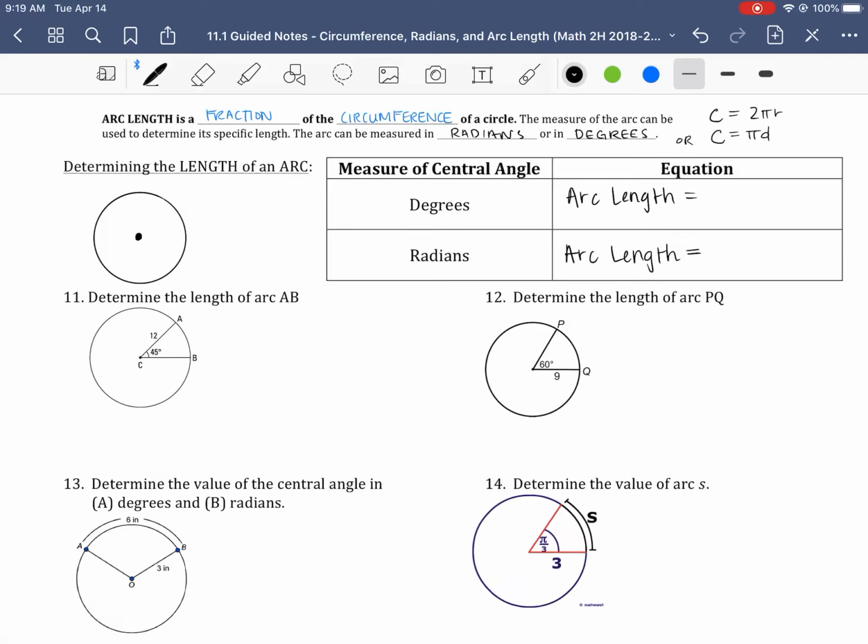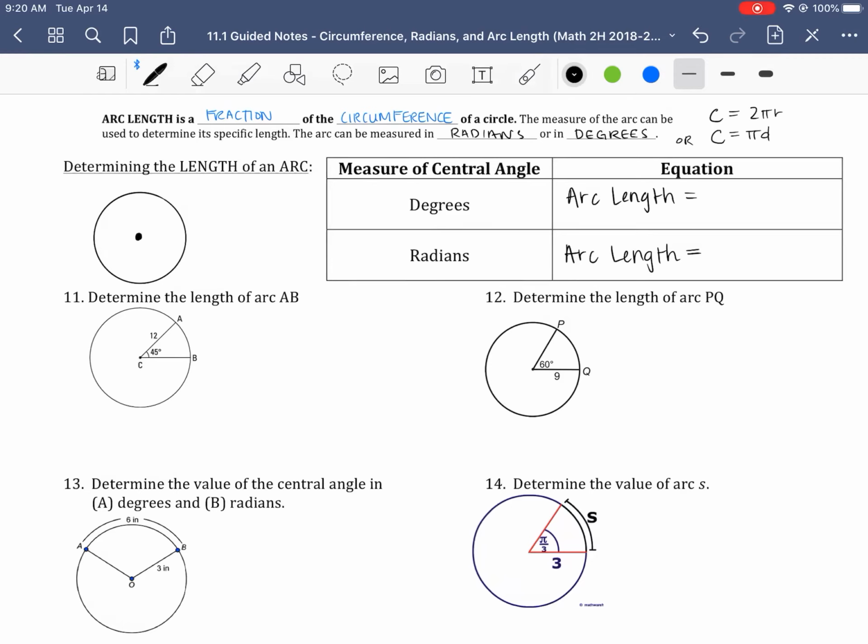All right, now that we've gone through and talked about the difference between radians and degrees, we're going to talk about how to find arc length. Again, up at the top, I've written what you saw on the front page of the notes. The arc length is just a fraction of the circumference.